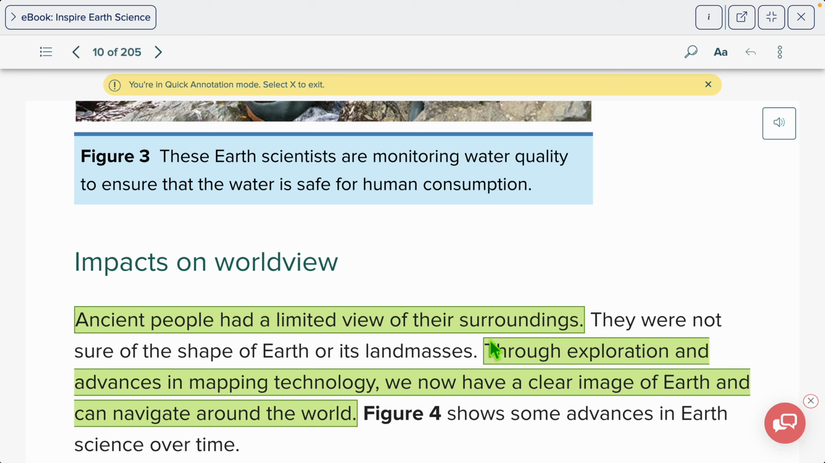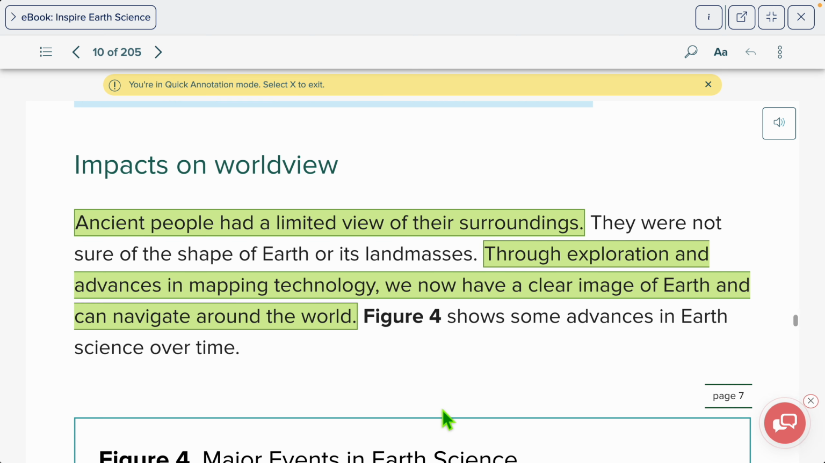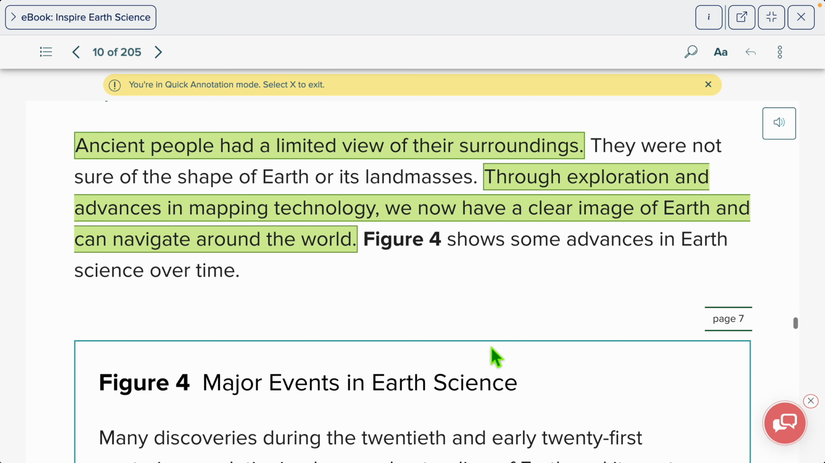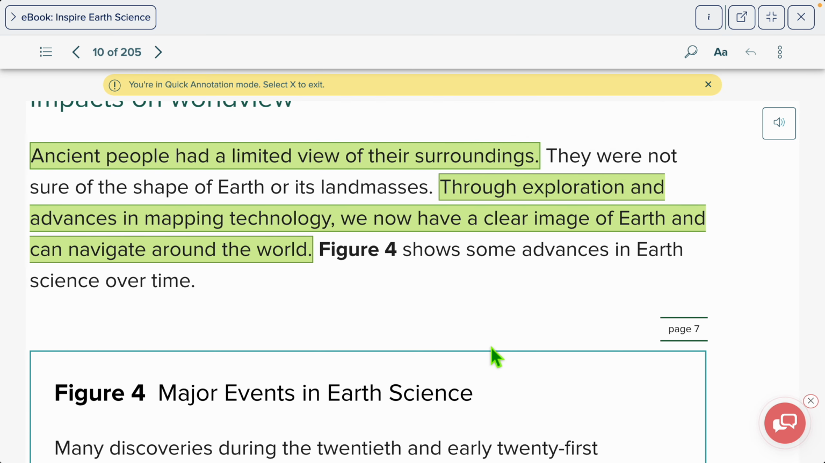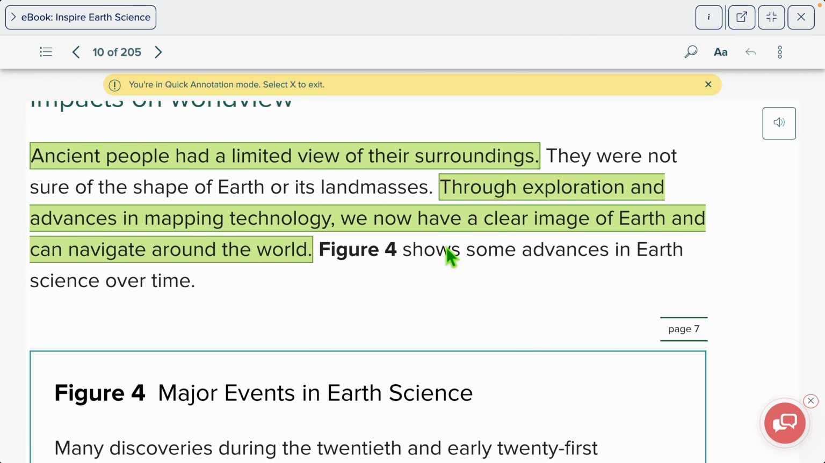We also know a lot about the universe around us, discovering other planets outside the solar system, et cetera. There's all kinds of things that we've discovered there. So we now have a much better idea of the Earth, how it works, its history, how other planets work, how the universe works, et cetera, through Earth science. So we went from this very limited worldview to having a much better understanding of how things work. Figure 4 shows some advances in earth science over time. All right. So anyway, number 10 is kind of these 2 here.